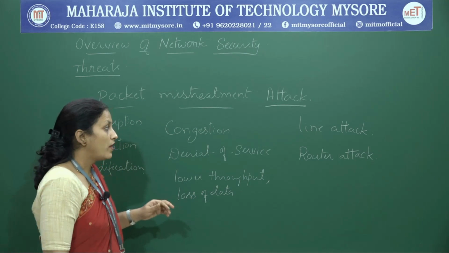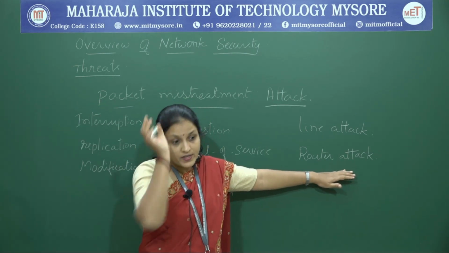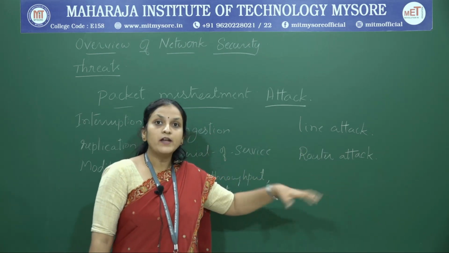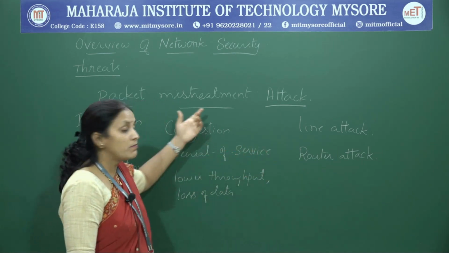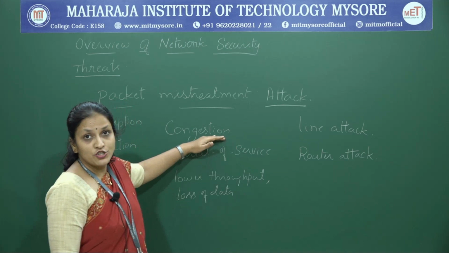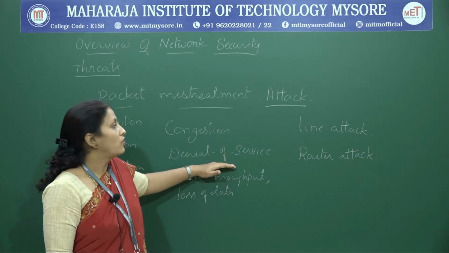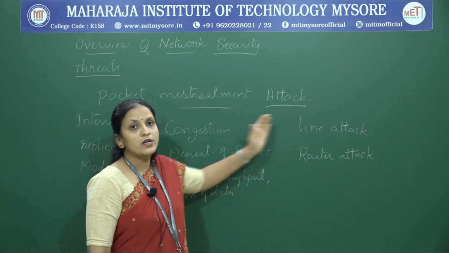and many more things. If packets get attacked at the router itself, then the routing information for that particular packet might get misinterpreted or mistreated, which results in congestion in the network or denial of service. So, this is about packet mistreatment attack.